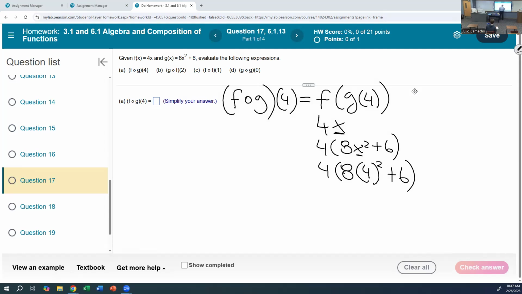Before PEMDAS, you need to solve the parentheses first, and the exponent. You have 8, and 4 to the second power is 16. 8 times 16 plus 6, then you need your calculator. That's 518. So you have a 4, and you have 518. If you multiply 4 times 518, that is 2072. That is your final answer.